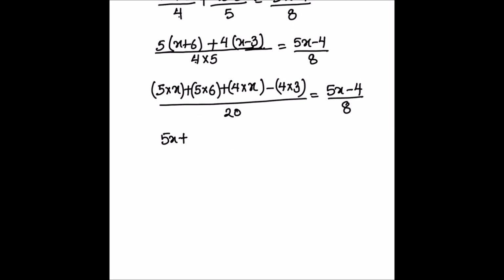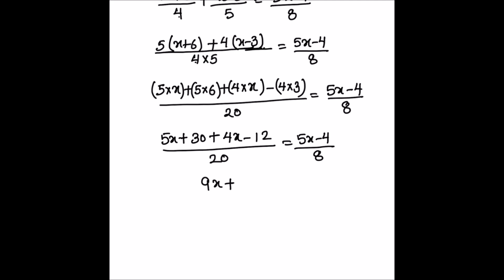So this is going to be 5x plus 5 times 6 is 30, plus 4 times x is 4x, minus 4 times 3 is 12, divided by 20, equals (5x − 4)/8. So 5x plus 4x will be 9x, plus 30 minus 12 is 18, divided by 20, equals (5x − 4)/8.